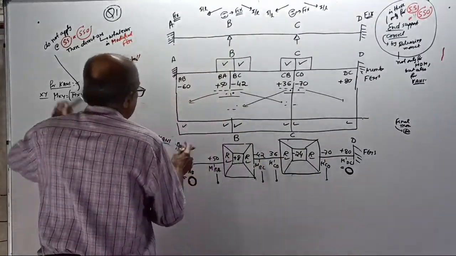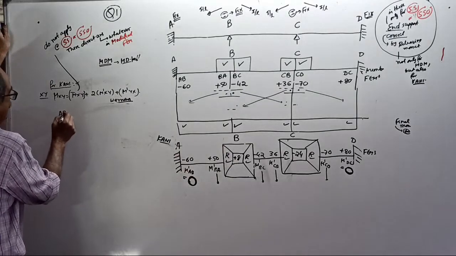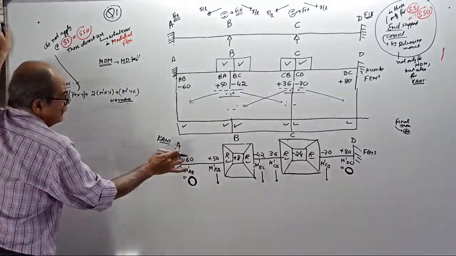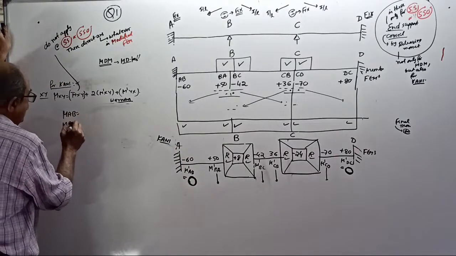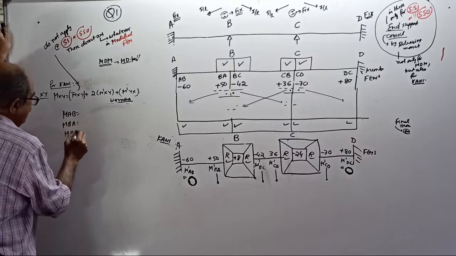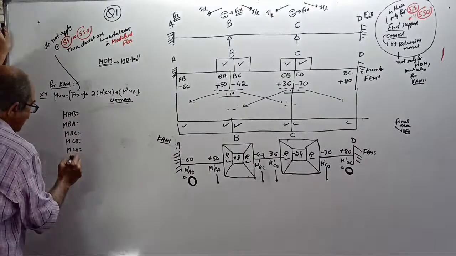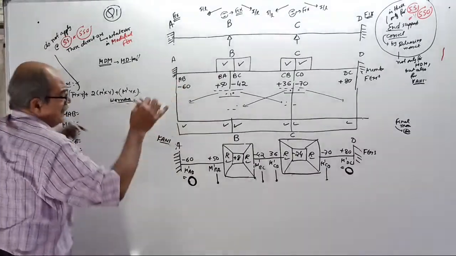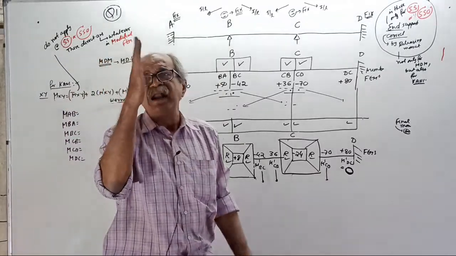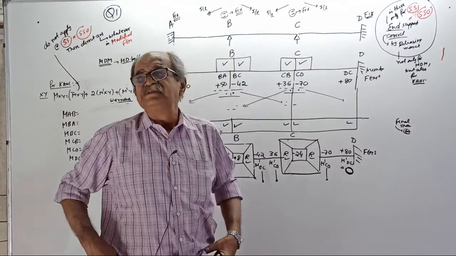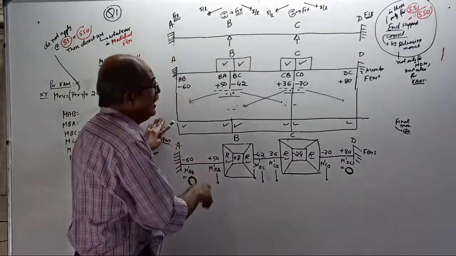Start. Now, this question, member AB. Calculate MAB, calculate MBA, calculate MBC, calculate MCB, calculate MCD, calculate MDC. Usual method: FEM plus 2 times this value plus forward value. That all I can't tell here. This is not Kani's method full solution. This is confusion removing. Okay. Get the moment.